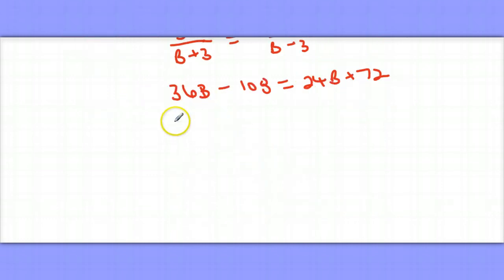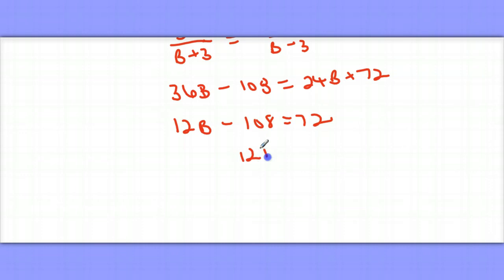And now I'll move the 24b over, subtracting 24b from both sides. I have 12b minus 108 equals 72. Then adding 108 to both sides, we have 12b equals 180. And dividing by 12 gives us the speed of the boat of 15 kilometers per hour.